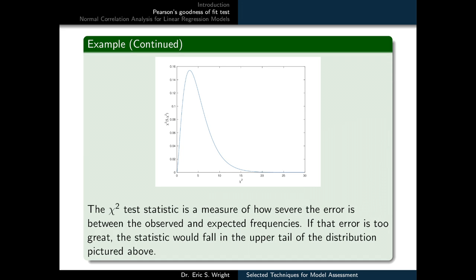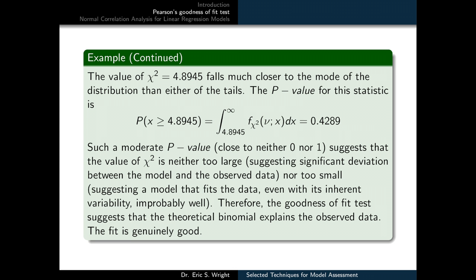Recall that the chi-squared test statistic is a measure of how severe the error is between the observed and expected frequencies. If that error is too great, the statistic would fall in the upper tail of the distribution, pictured above. If it was too small, indicating an improbably good fit, we would find it down closer to 0, where the lower tail ordinarily would be. Take a moment to notice where our value of the chi-squared test statistic, or 4.8945, falls relative to the graph of our chi-squared distribution. The value of chi-squared equals 4.8945 falls much closer to the mode of the distribution than either of the tails.